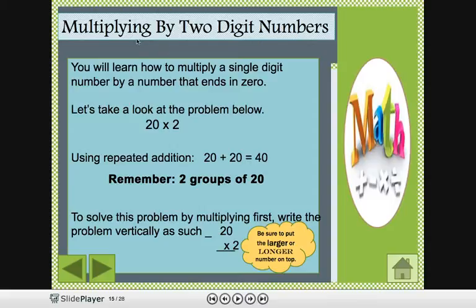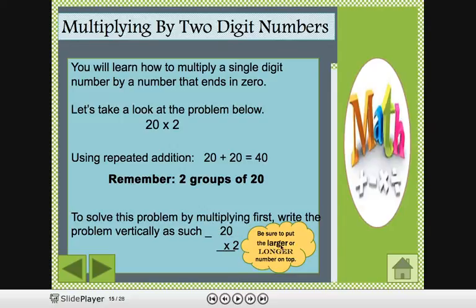Okay, so when we multiply by multi-digit numbers, we have an example of 20 times 2, which is 2 groups of 20. So for repeated addition, that would just be 20 plus 20, which equals 40. When we multiply, we set it up vertically.